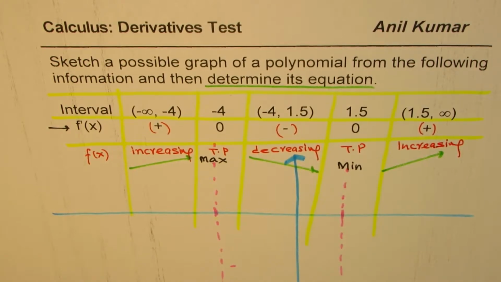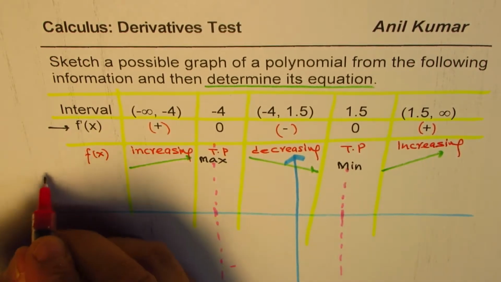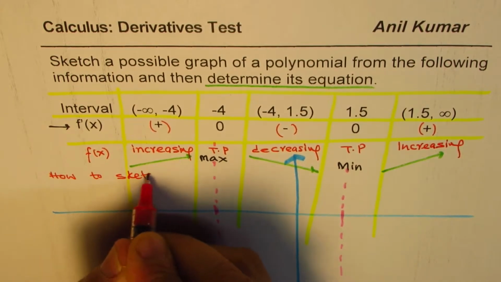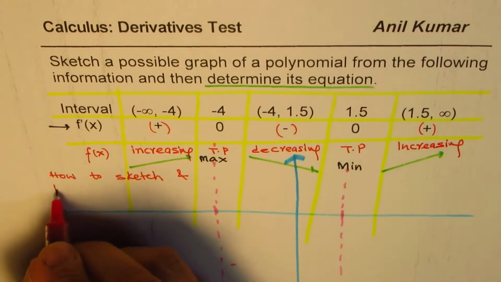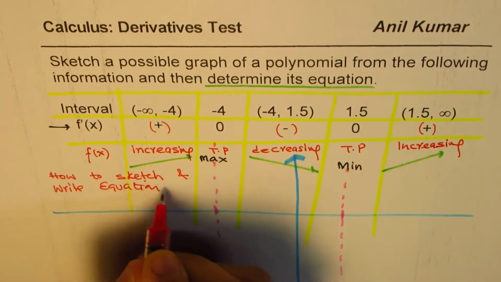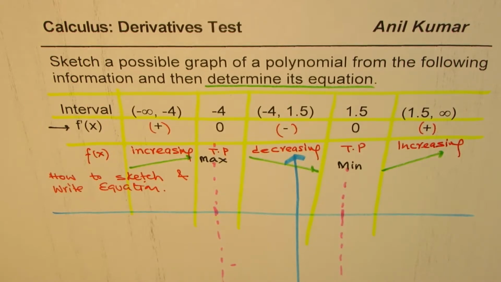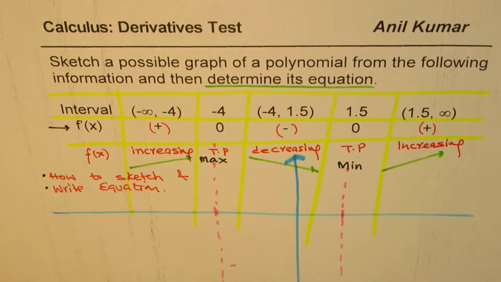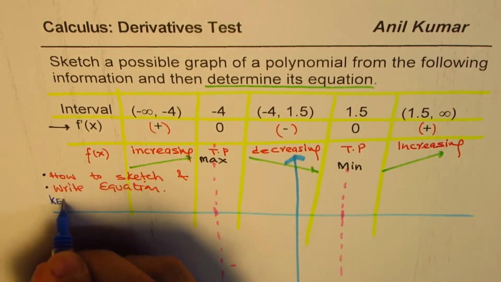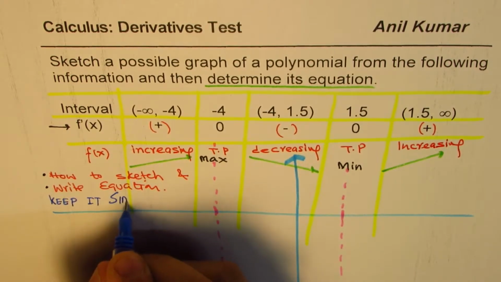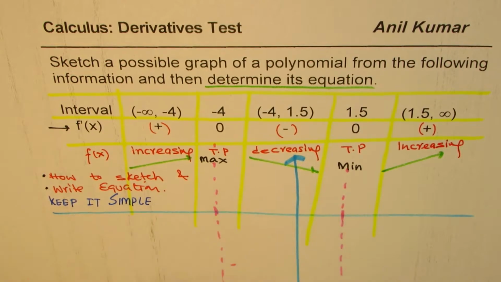So now the question is, how to sketch and write the equation. That is huge. You have to write the equation of the graph which you sketch, right? So why not keep it simple? Let's keep it simple. Key issue, keep it simple. Do you understand what I'm trying to say?